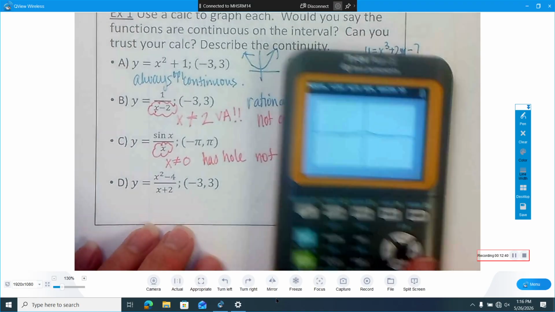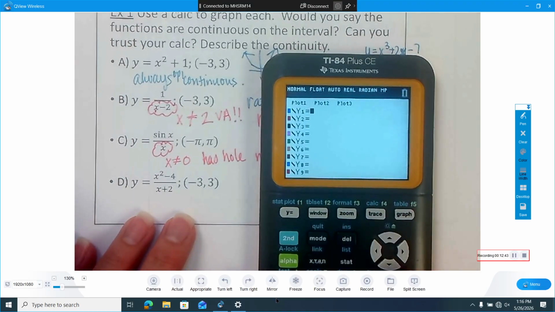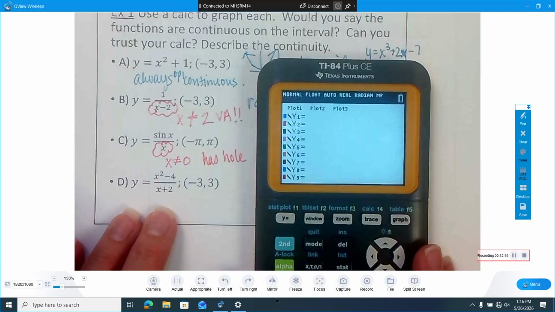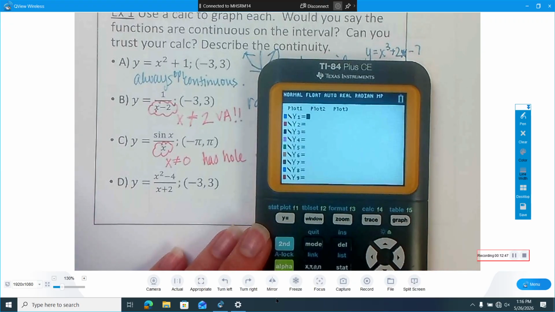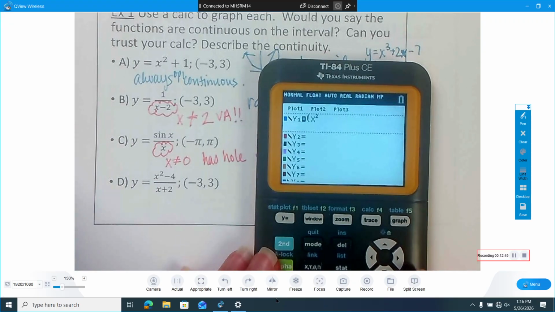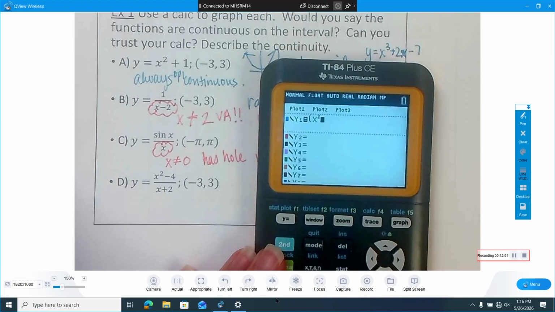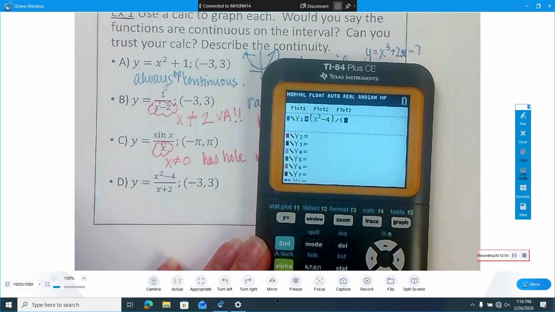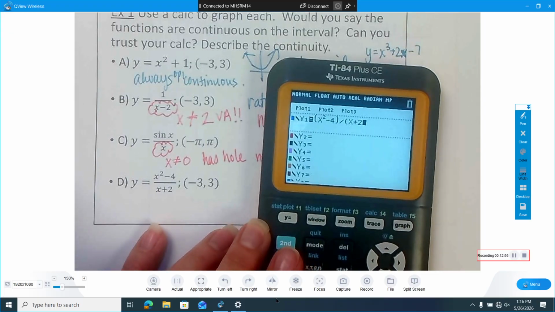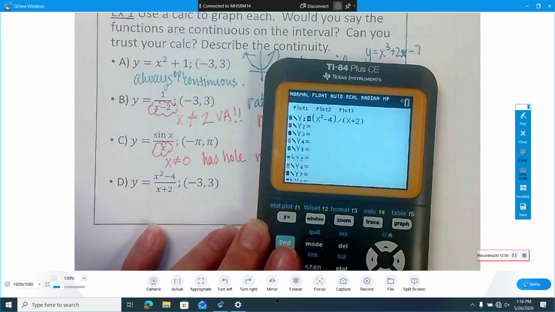All right, let's look at this one. Again, I'm going to graph this one. Any ideas what it looks like? It looks like a line. But there's a hole. Okay, very good.